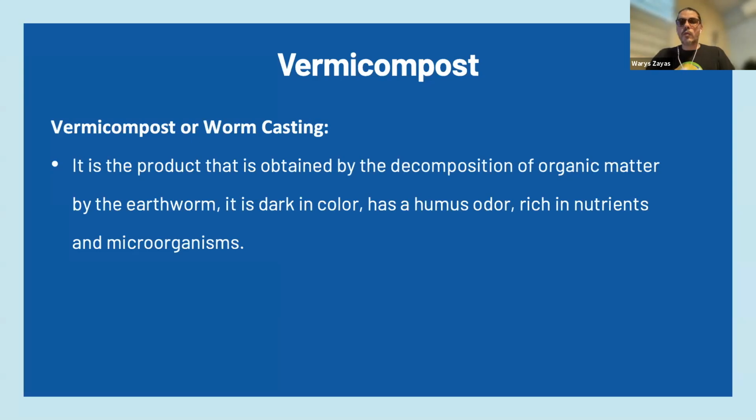Let's start by defining what is a vermicompost. Vermicompost, also known as worm castings, is the product obtained by the decomposition of organic matter by earthworms, or just worms, right? This material is dark in color and has a humus odor.